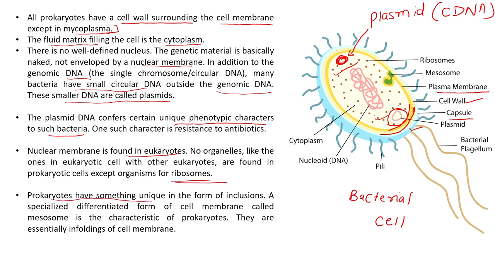Prokaryotes have something unique in the form of inclusions. Here you can see a further extension of the plasma membrane. This extension is called mesosome. This is a unique feature of the prokaryotic cell. These mesosomes are essentially infoldings of the cell membrane.